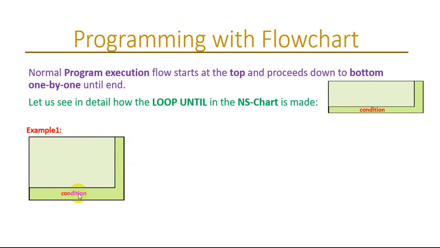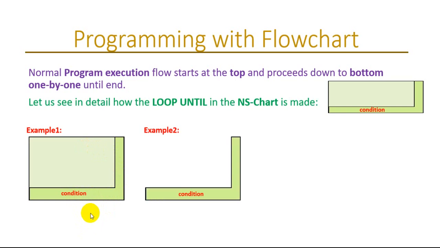So if this condition never changes, you again get stuck in a never-ending loop. Because at some point, this condition should become false. Then only at that point, without going to the top, it will exit the loop and continue from the part below. Okay, so this is how the loop until works.